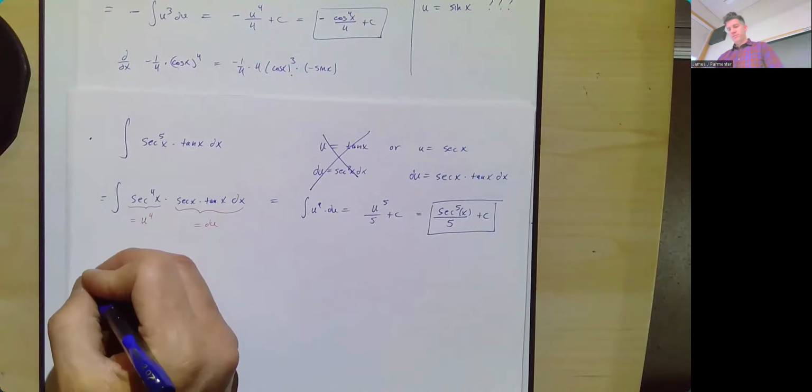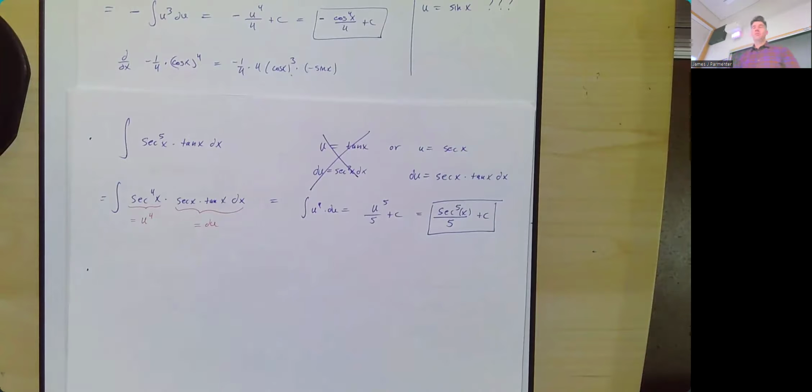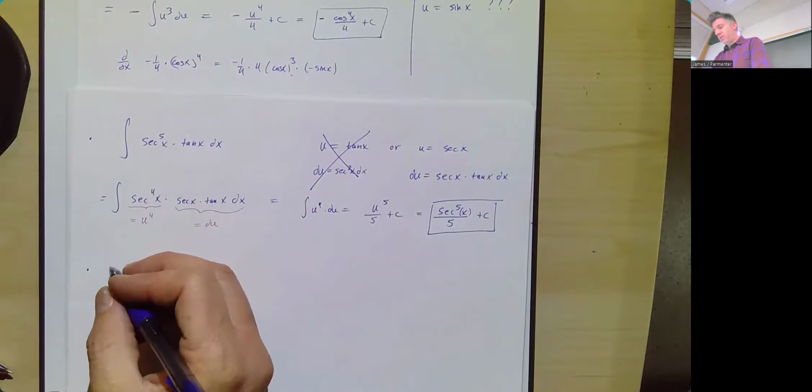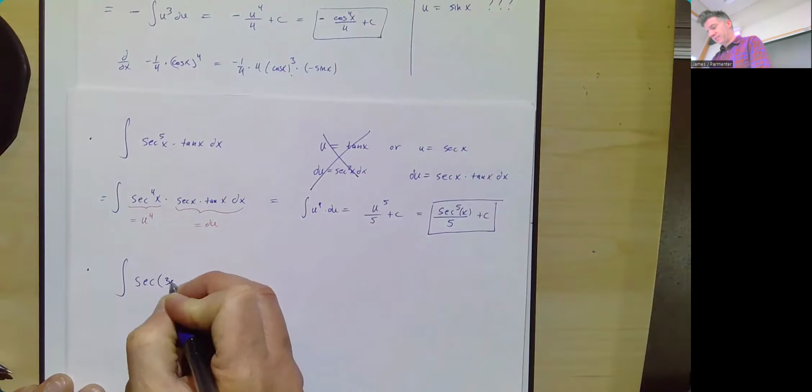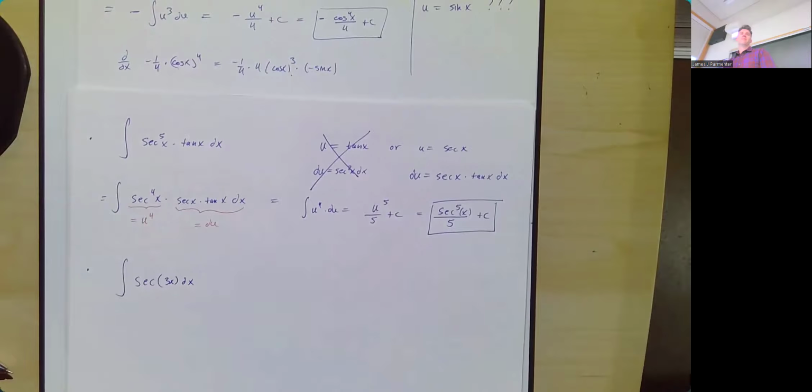Oh, I just thought of another one that's worth mentioning. What if you're stuck with something like the integral of secant of 3x? I think this is one that you're expected to just know. I know we mentioned it a while back. The antiderivative of secant of x is the natural log of the absolute value of secant of x plus tangent of x. Does that ring a bell? I feel like we talked about that at some point. You might have forgotten it.